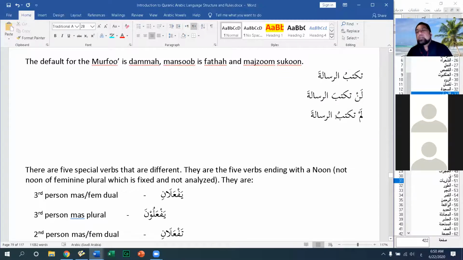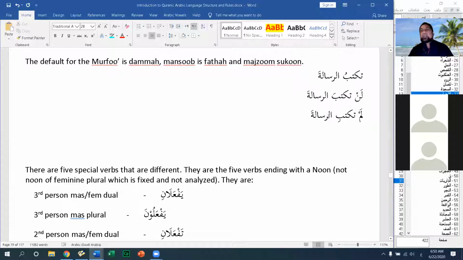Lam taktub, it becomes majzoom. So we say lam, حرف الجزم للفعل في الماضي تدخل على الفعل المضارع فتجزم. It is placed in front of the present tense verb and it makes it مجزوم. لم تكتب الرسالة. But check this out. Especially in Quran, we would not put a fatha, a sukun on the ba. We would put a kasra.